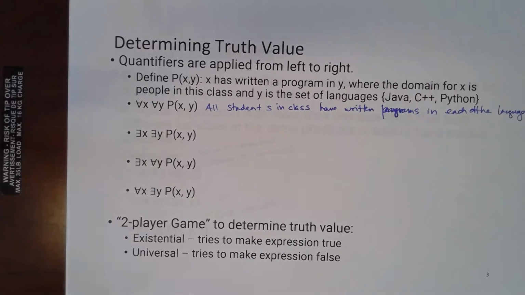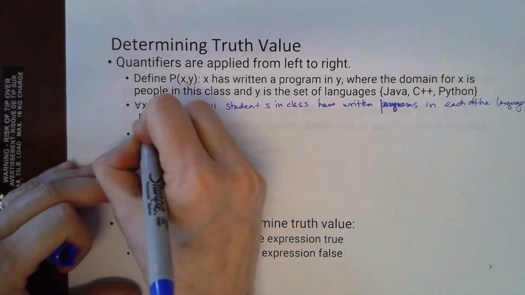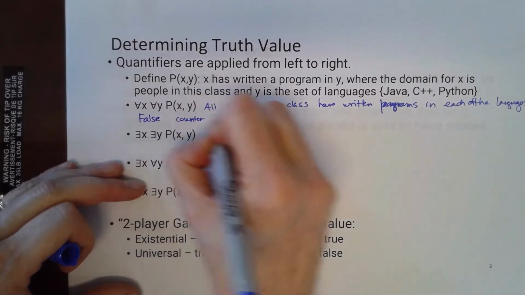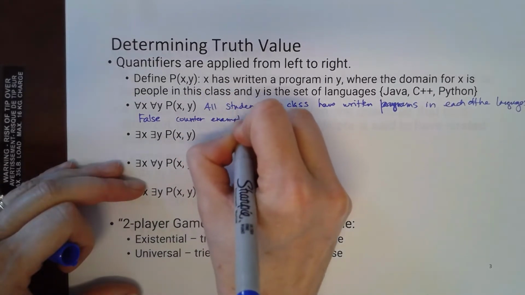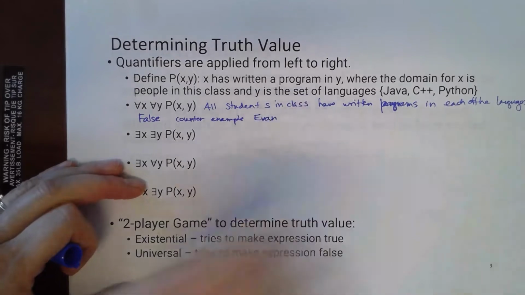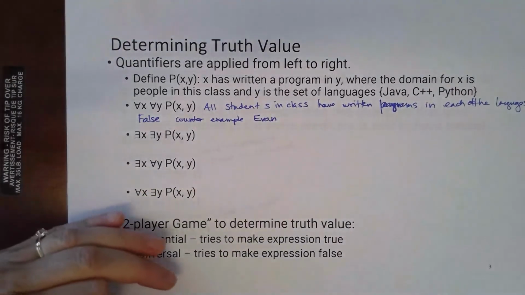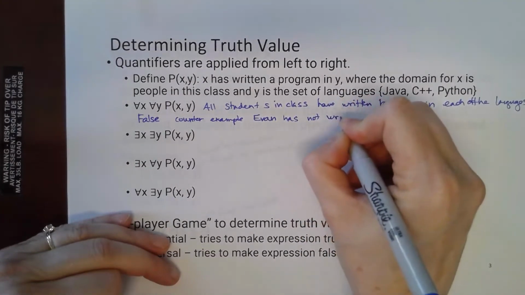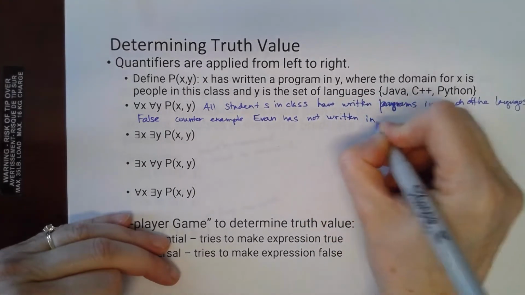All right, we're just proving it's false. So okay, we'll do Evan. This is false. Evan was the first one I saw, so our counterexample is Evan. Evan, what have you not written a program in? Java. Has not written in Java.